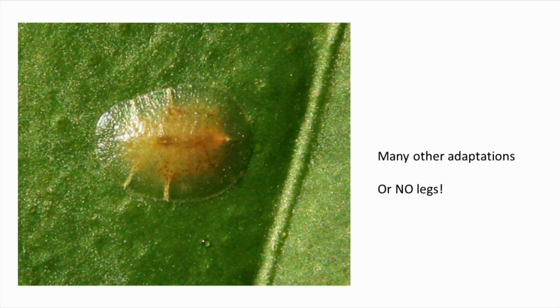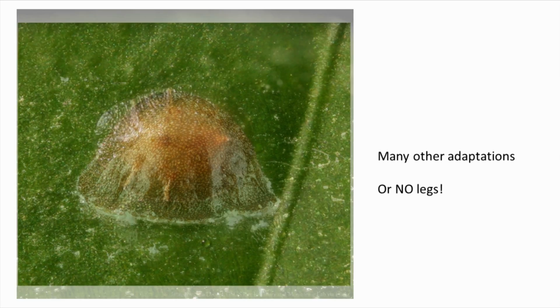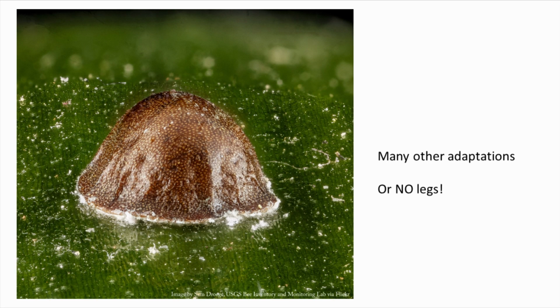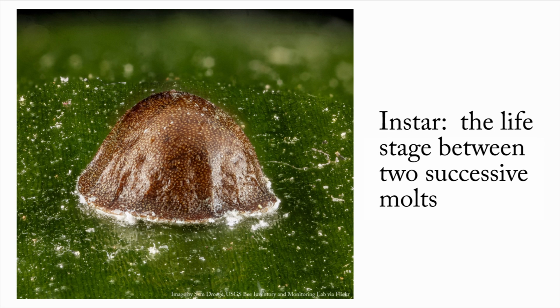But the most extreme example is in the scale insects that have such a sedentary lifestyle that they don't need legs for anything. So after the initial stage that hatches from the egg, the crawler stage that can move around, they stick their mouth parts into a plant, and when they molt to the next stage, they don't waste any resources making legs. So after that first instar, they're legless.